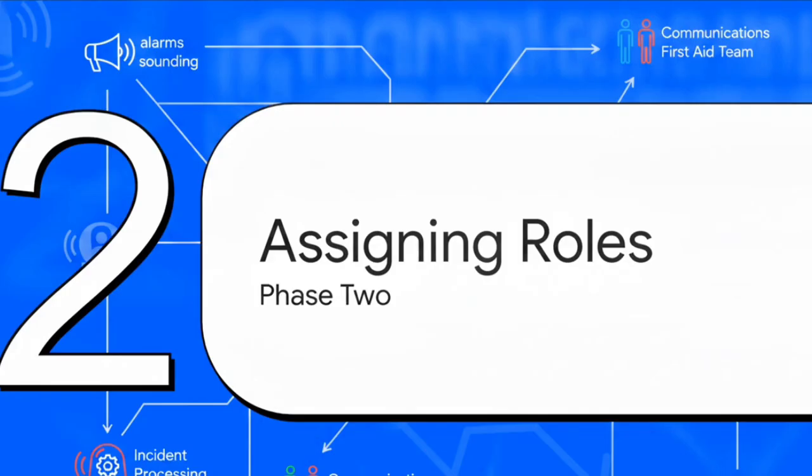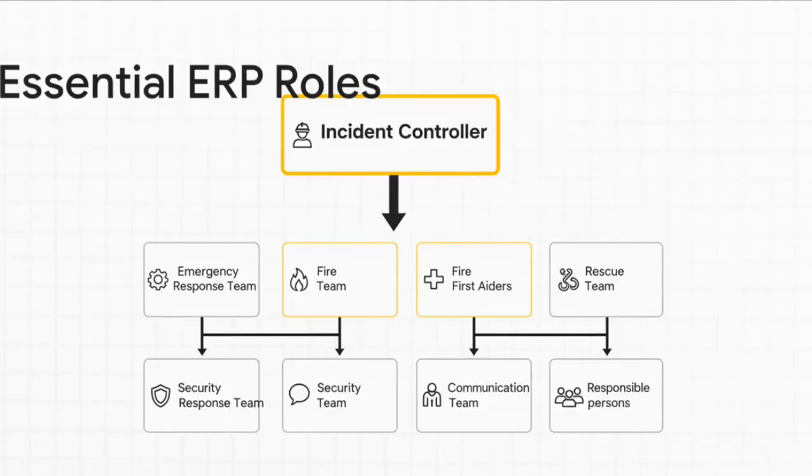Moving right along to Phase 2, assigning roles. We have to determine exactly who is responsible for what when the alarms finally sound. Why? Well, because chaos absolutely thrives in a leadership vacuum. In emergencies, the bystander effect kicks in. Basically, everyone subconsciously assumes someone else is in charge.